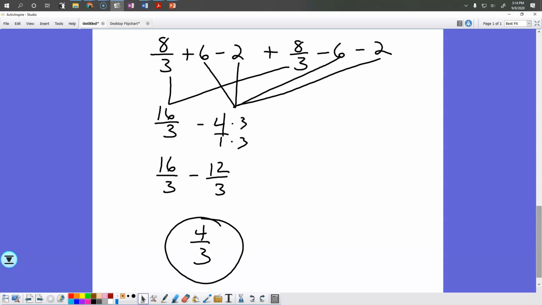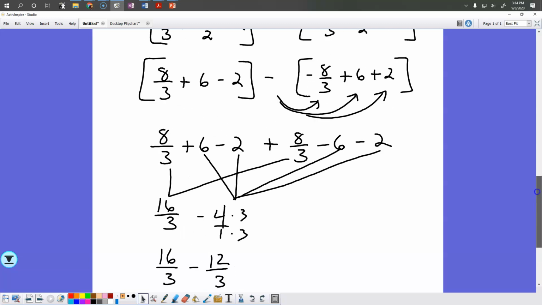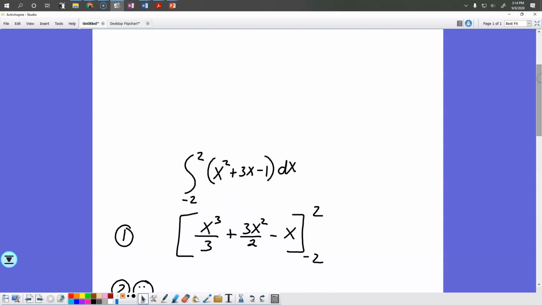And what that represents is the area under the curve from x equals negative 2 to x equals positive 2 for this function. I don't really know exactly what this function looks like. It's a parabola. I know the y-intercept is 0, and the vertex is negative b over 2a, so that's negative 3 over 2, which is negative 1.5. So that would probably be somewhere over here.